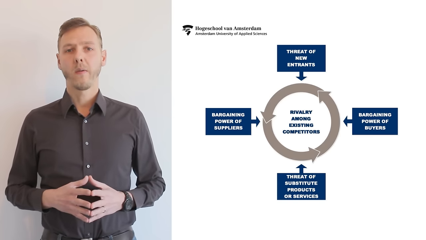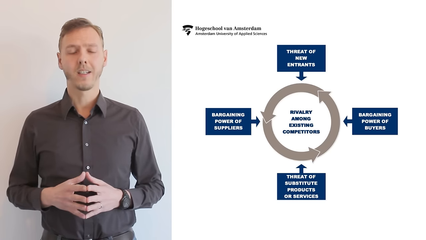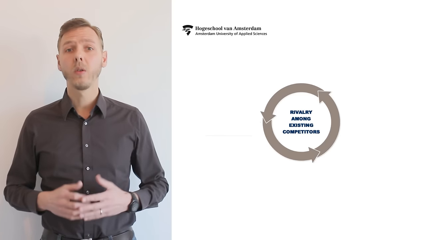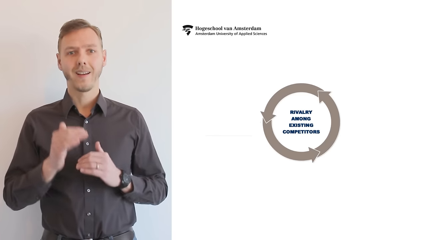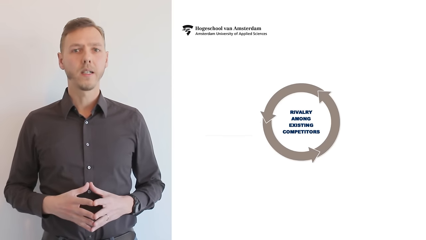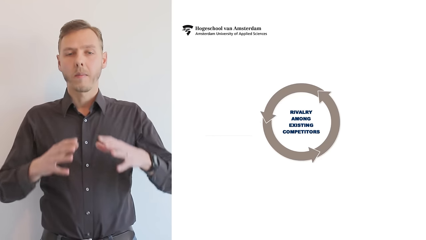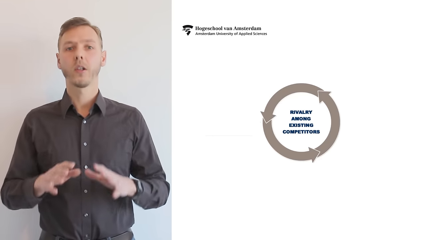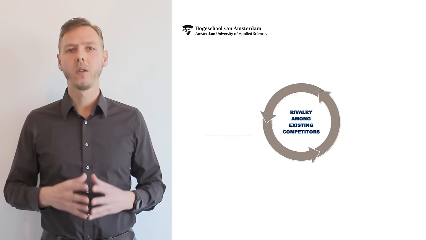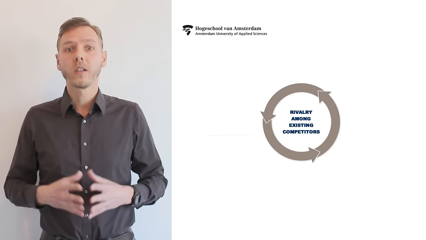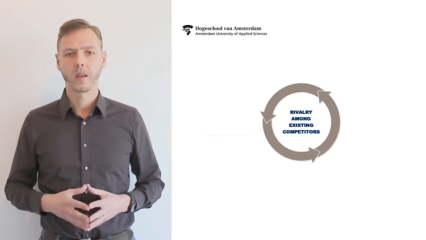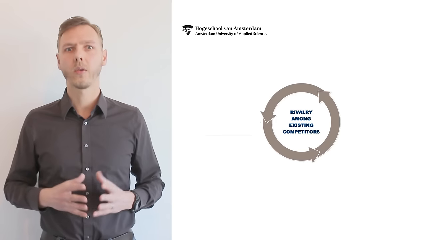In the middle, you find the rivalry amongst existing competitors. So all your competitors, including yourself, including your own business, focus in this middle section of the model. The rivalry of these competitors is being influenced by the four forces surrounding them. Each of these competitors has to deal with a certain threat or a certain power which gives the rivalry a higher tension. Let's have a look at these forces surrounding them.